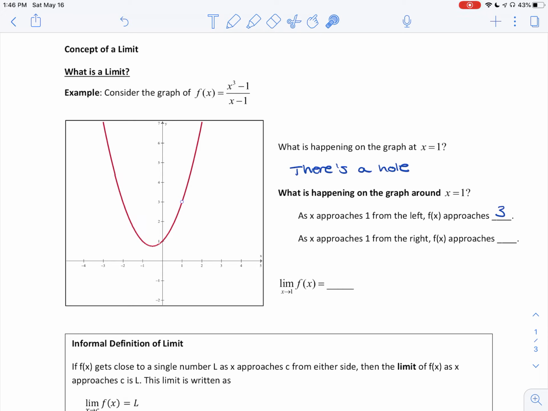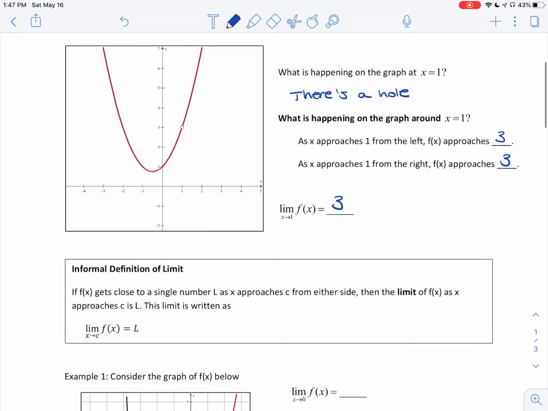Now from over here, we'll see the same thing. As x is approaching 1 from the right-hand side, our y values are again approaching 3. So what this means for us then is that the limit as x approaches 1 of f of x is equal to 3. All right, so when we have this situation where our function is starting to approach the same value from both sides, whether it exists at that actual point or not, this is what we call a limit.